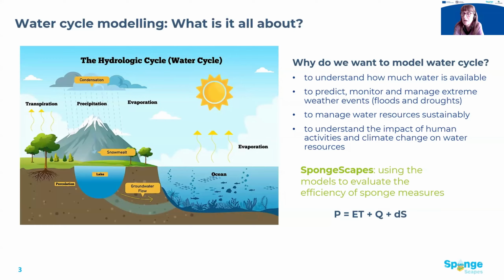So now that we covered the basics, maybe someone would ask, why do we want to model the water cycle? Well, there are at least 4 reasons. We would like to understand how much water is available. We would like to predict extreme weather events such as floods and droughts. We would like to manage water resources sustainably, and we would like to understand the impact of human activities and climate change. But within the SpongeScapes project, the main goal is using the model to evaluate the efficiency of sponge measures.